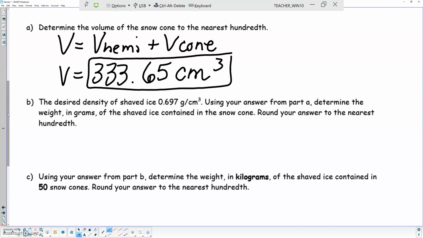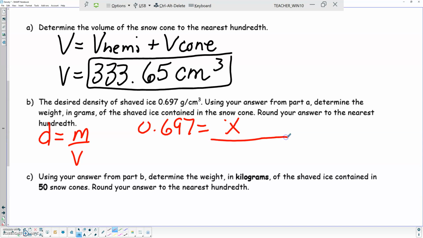All right, next part. The desired density of shaved ice is 0.697 grams per cubic centimeter. Using your answer from part A, determine the weight in grams of the shaved ice contained in the snow cone. Okay, so this is another density question. So again, density is always mass per unit volume. All right, we know that the density is 0.697, and we know that the volume is 333.65. So we can make that a proportion, and then we can cross multiply.